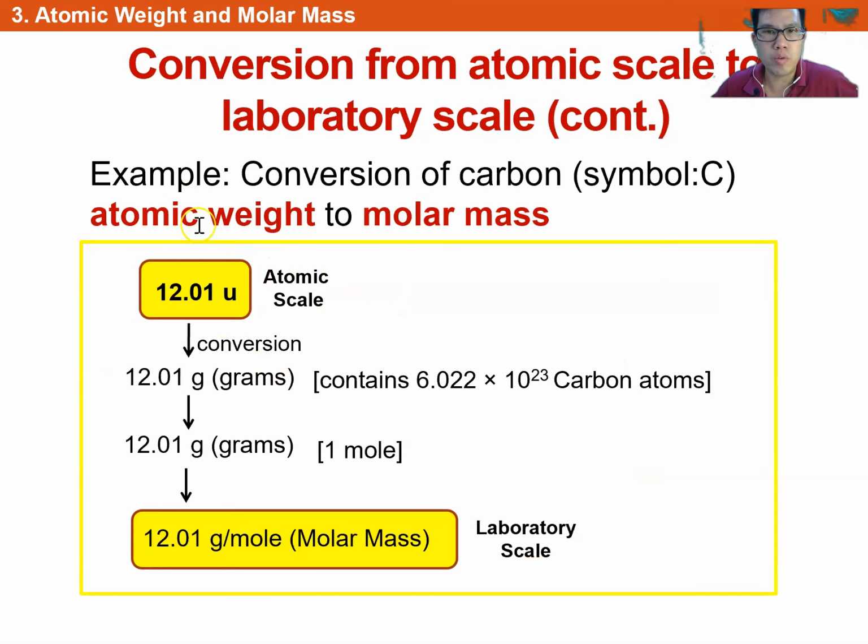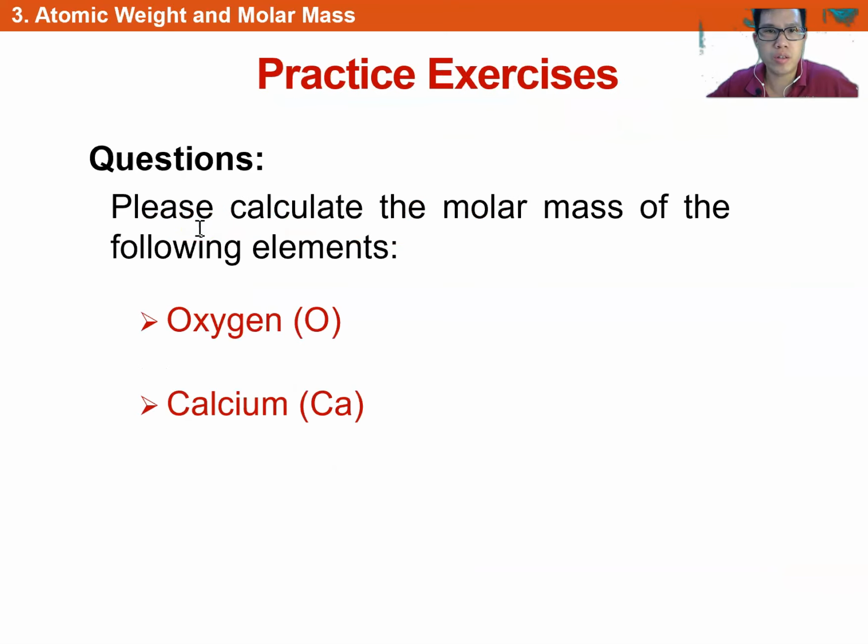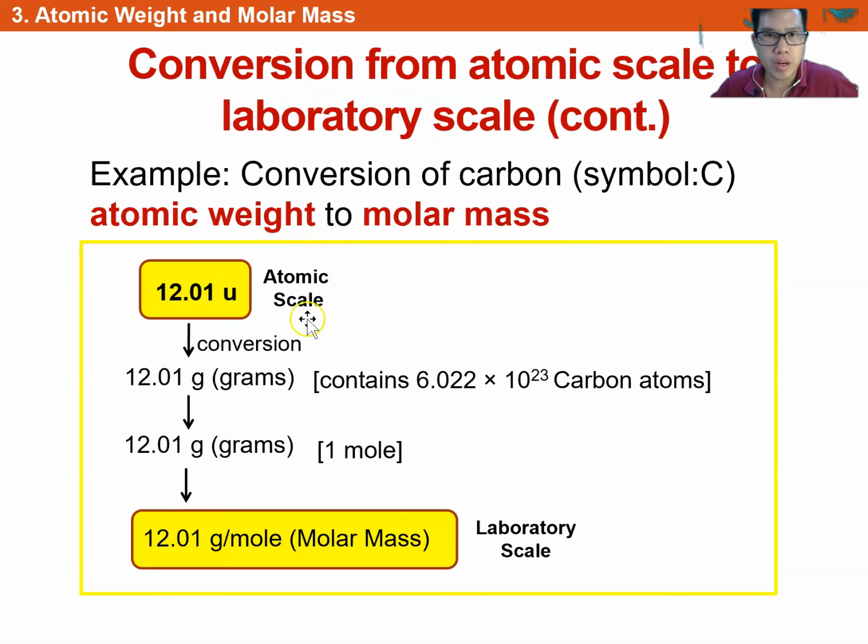So what we can do is a direct conversion from the atomic scale, from the 12.01 U, directly into grams per mole. No need to do anything else. Once we have converted the unit, we can measure it using the weighing scale in the lab.